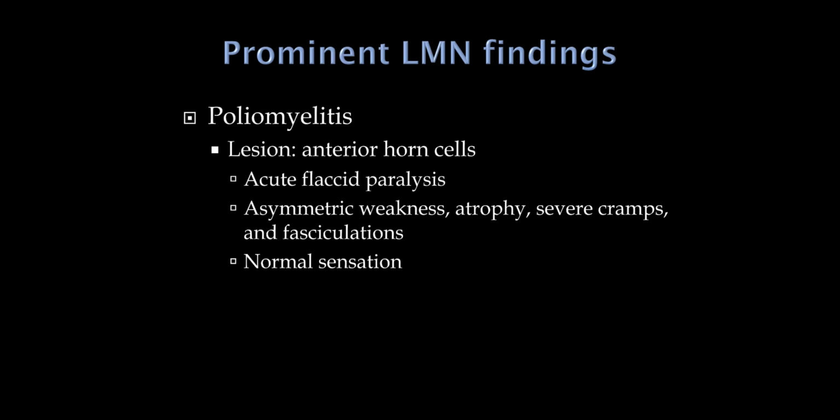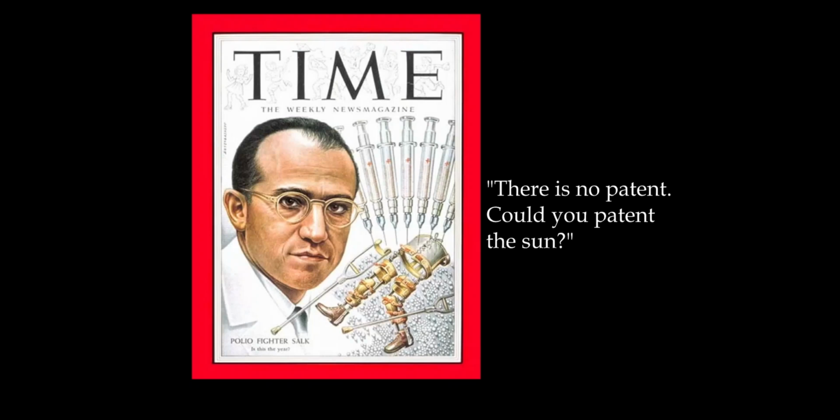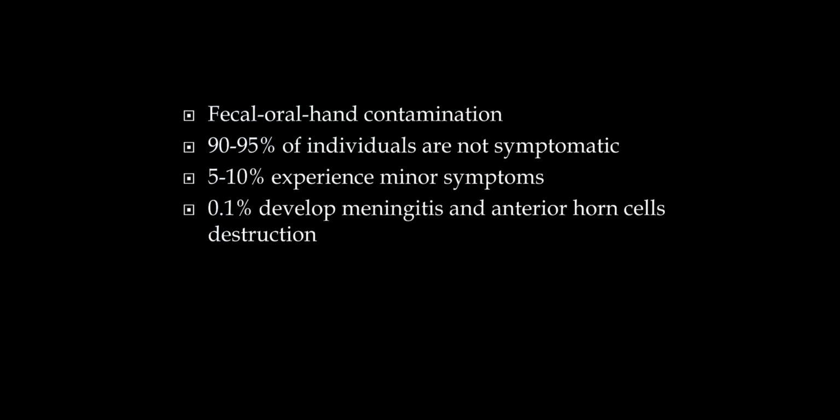But of course, anterior horn cells have nothing to do with sensation, right? So that patient with atrophy and weakness of one leg will have normal pain, temperature, vibration, and proprioception sensation. So a lot to admire here about Dr. Salk not wanting to patent or become rich here from his invention.